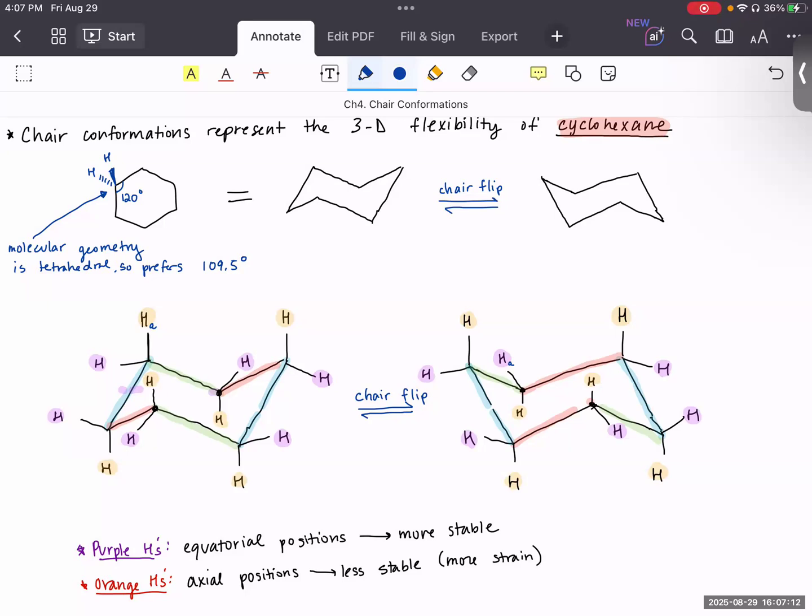In the next video, we're going to talk about how to convert a cyclohexane that has substituents on it to a chair conformation, and then how to actually go through the process of a chair flip and how to use the differences in chairs to determine which structure is more stable or more representative of the equilibrium state of the molecule.